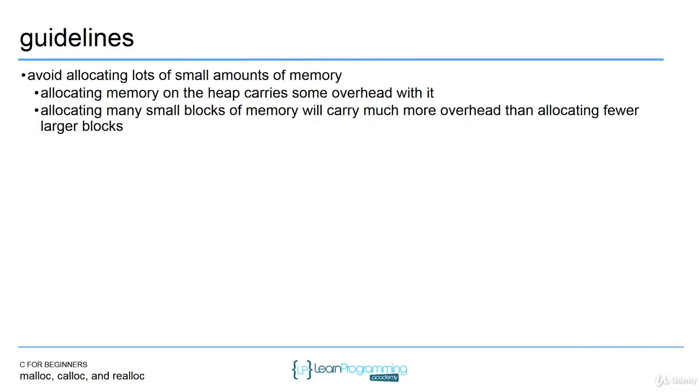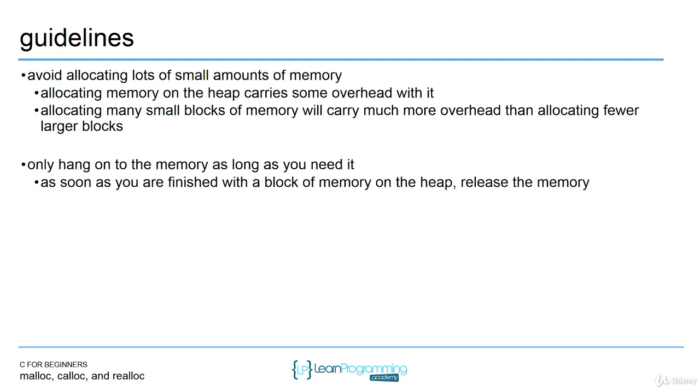So in our last slide, let's just go over some guidelines. You want to avoid allocating lots of small amounts of memory. It's not efficient. When you allocate memory on the heap, it does have some overhead with it. And if you allocate small blocks of memory, it's going to have much more overhead than allocating fewer larger blocks. So allocate the memory that you need, but don't do it every 2 statements, with reallocation. Do large chunks. Only hang on to the memory as long as you need it. Memory is a scarce resource. When it's on the heap, it's even more scarce.